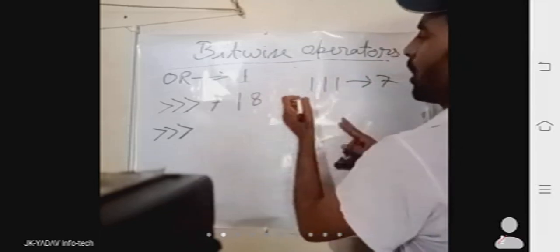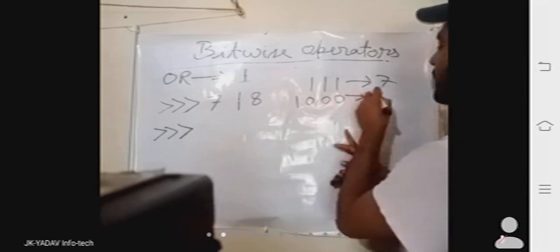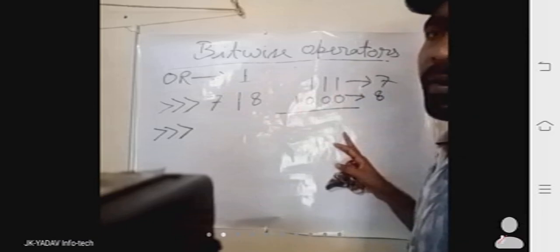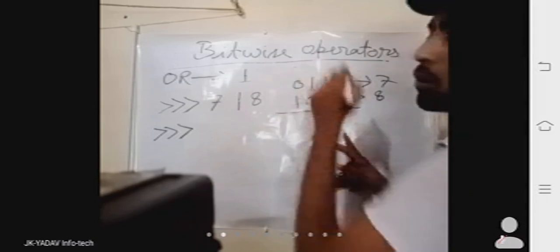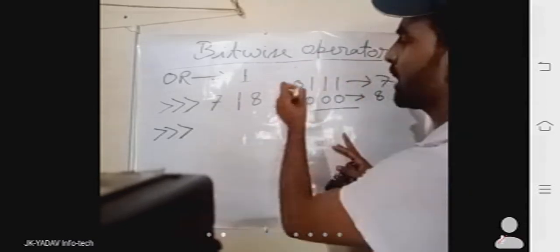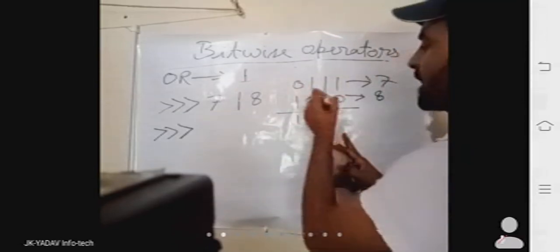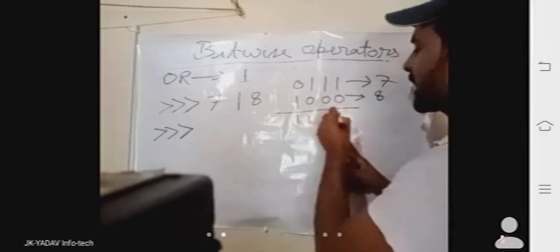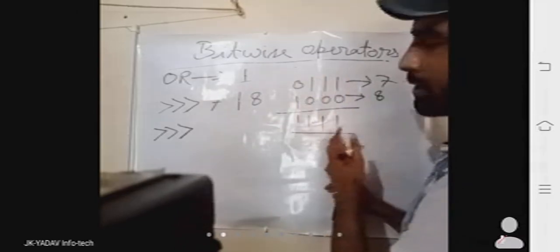7 has the binary as 1, 1, 1. This is the binary of 7. The binary of 8 is 1, 0, 0, 0. This is the binary of 8. Now if you compare, there is no digit in 7 in front of 1, so here we write 0. So according to OR operator, 0 and 1 comes as 1. 1 and 0 comes as 1. 1 and 0 again comes as 1. 1 and 0 again comes as 1. So therefore 1, 1, 1, 1 comes. 4 times 1.